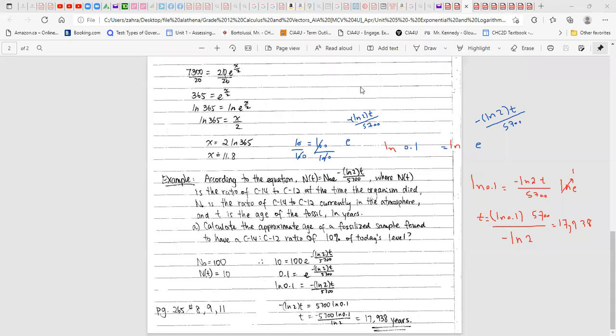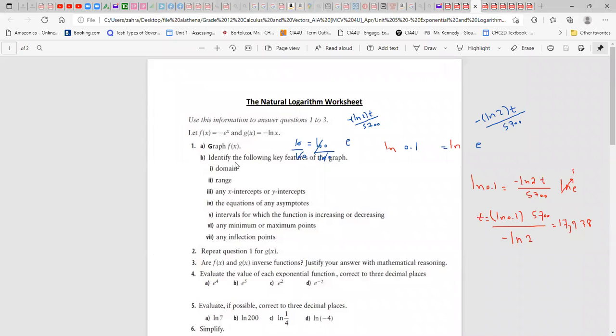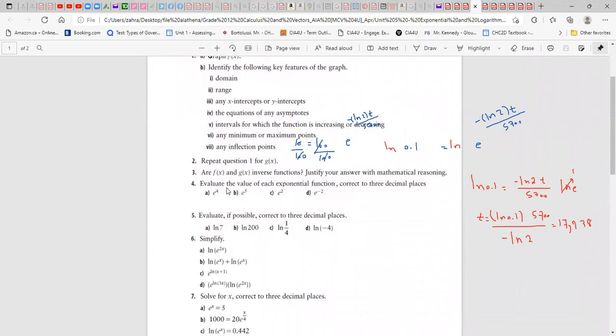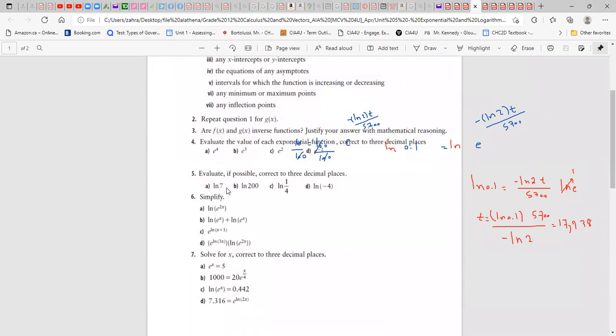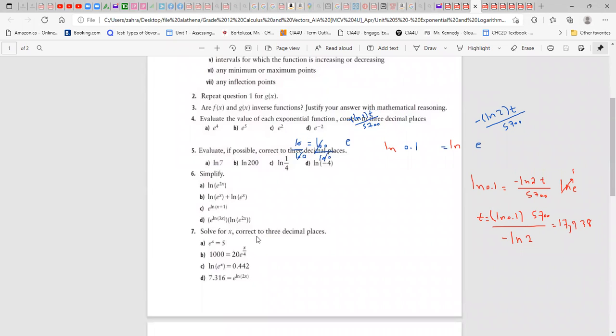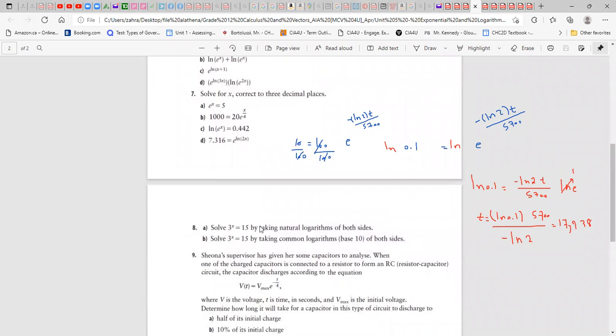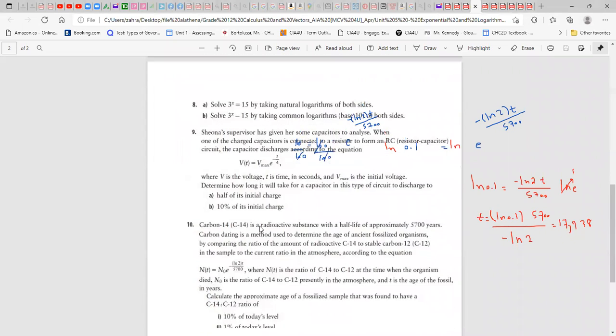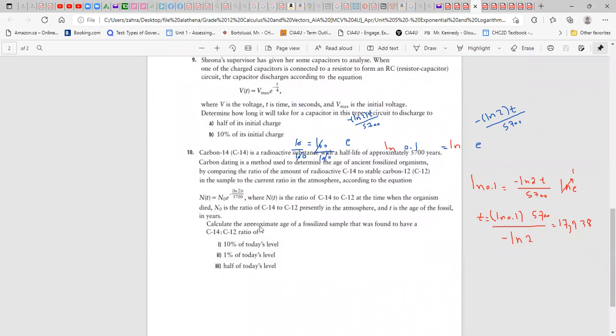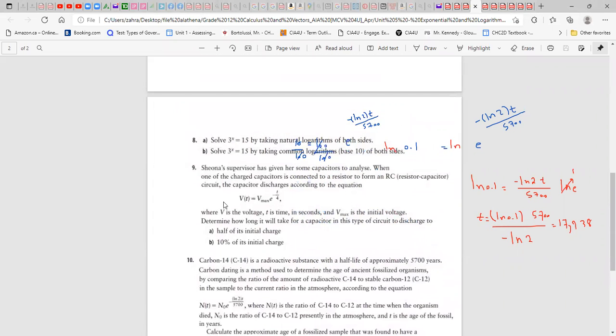For the worksheet here, you can do question number 1, question number 6, 7, and question number 9.